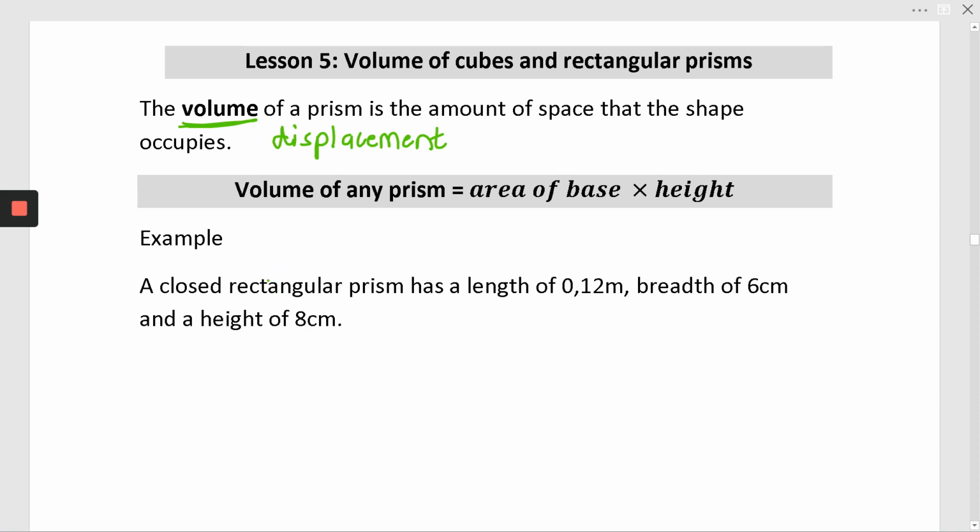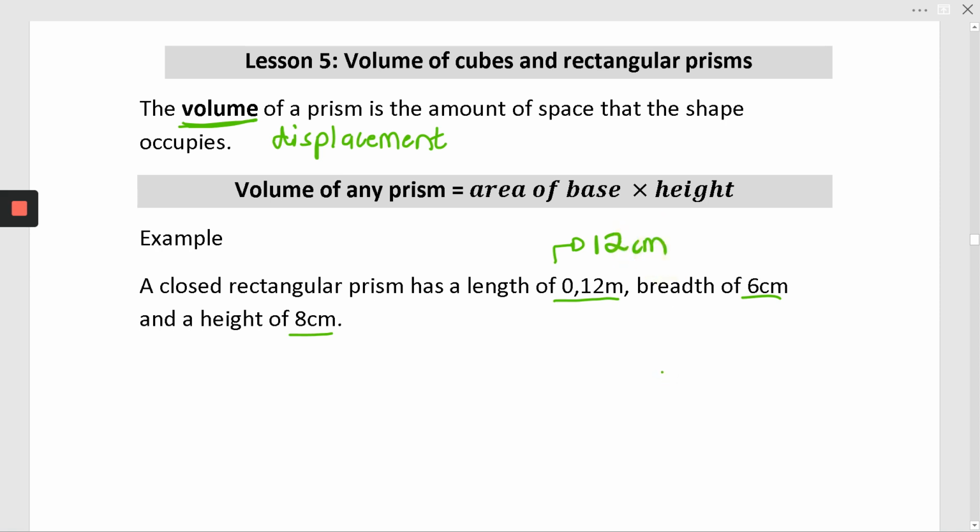Okay, so for this first example, I'm going to sketch it for you, and I've got a problem with the first measurement. 0.12 meters, 6 centimeters, 8 centimeters. I immediately want to change that. So conversions come into every part of this topic. And I need to take that 0.12 and I need to change it into 12 centimeters straight away.